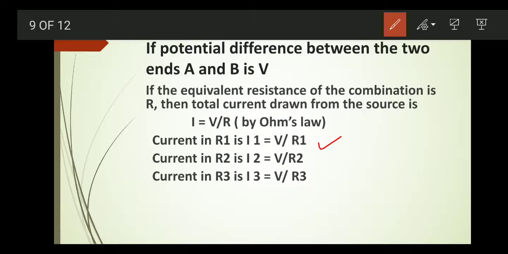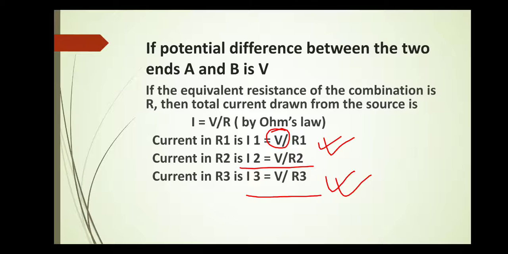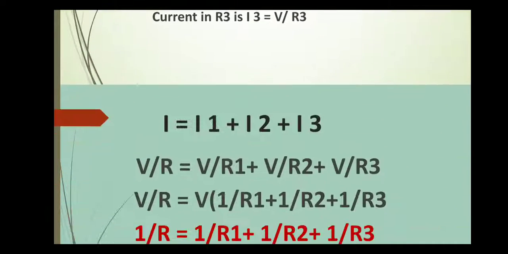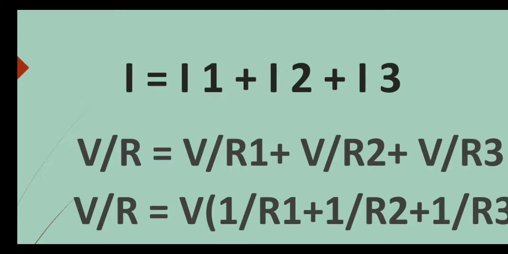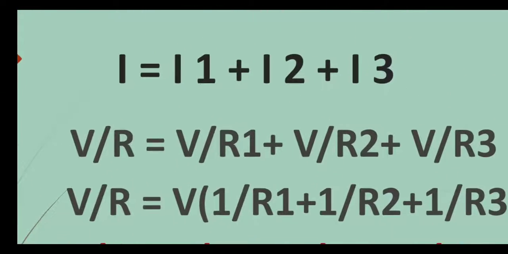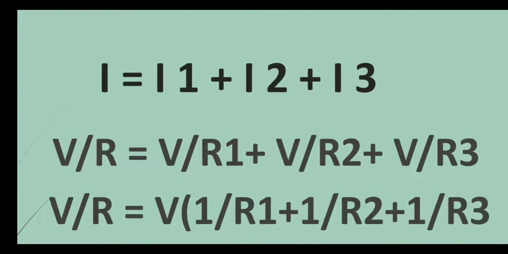Through R1, I1 current is flowing, but the potential difference V will be same through all the three resistors. So what will be the formula to find out the current? I1 will be equal to V by R1, I2 will be equal to V by R2, and I3 will be equal to V by R3. So this way we are able to find out the values of the three currents I1, I2 and I3. Now we know that the main current I is equal to I1 plus I2 plus I3.